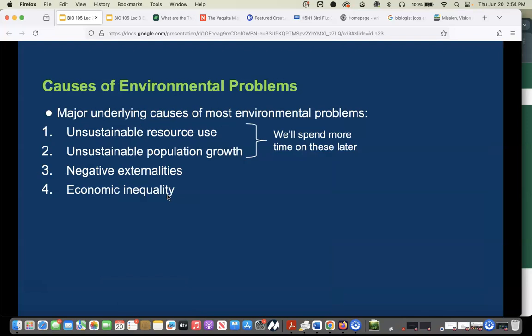So again, we're going to come back to unsustainable resource use, but as you can guess, you can figure out how that impacts our environmental problems. And same with unsustainable population growth. The larger the population of humans is, the larger amount of resources we're using.